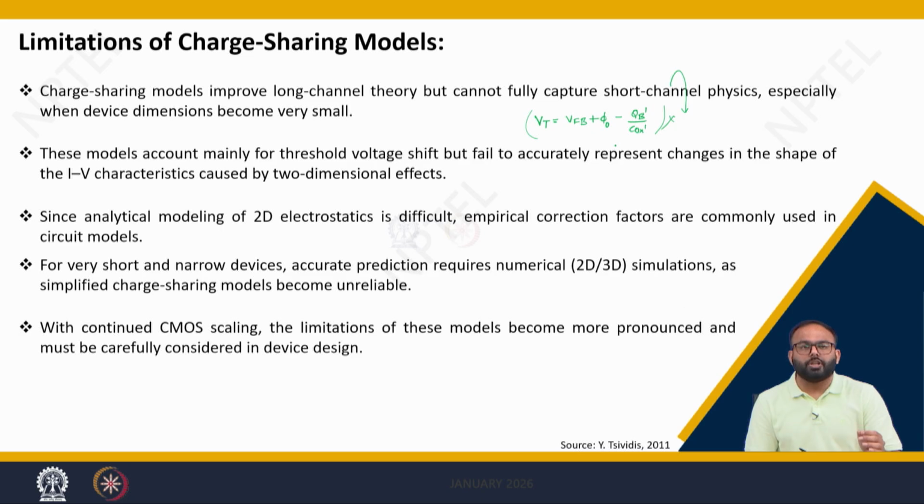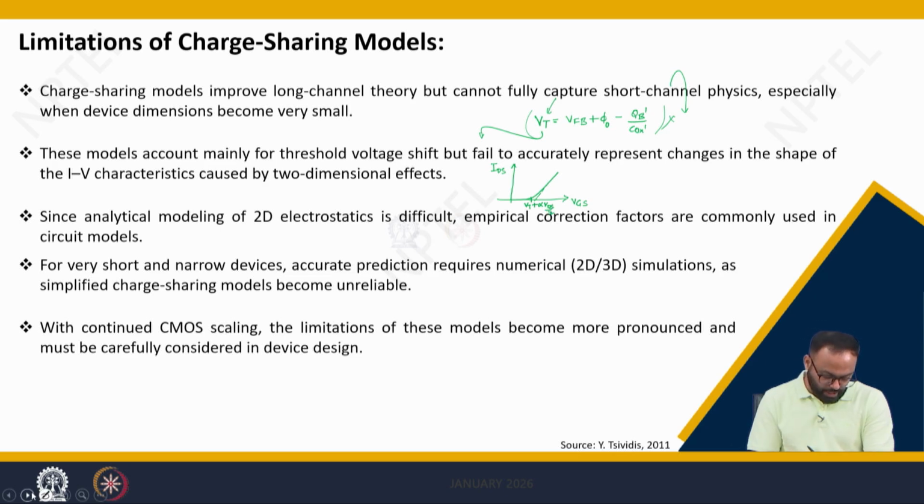The major limitation of the charge sharing model is it is only capturing the effect in threshold voltage, which means if we consider the charge sharing effect and include it in the threshold voltage, it will only show the shift of the ID-VG characteristic in the horizontal axis. So let us consider this is VGS, this is IDS. When you plot this curve, this point is threshold voltage, which we defined as Vt plus alpha into VDS divided by 2.